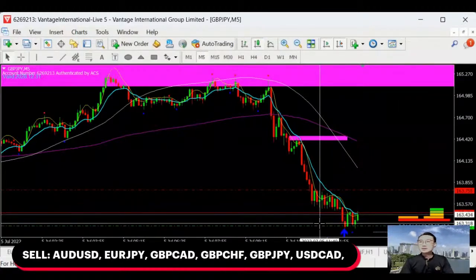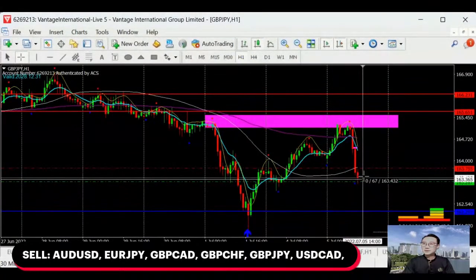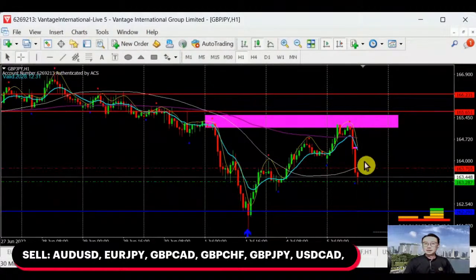But then again, let me check. Looks like it is not, and it will have a little pullback. It will have quite a good pullback, maybe 50 to 60 pips. Okay, it looks like about 50 to 60. Yes, that's right.